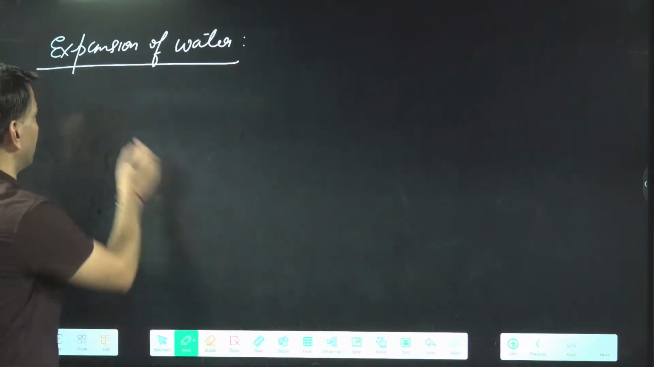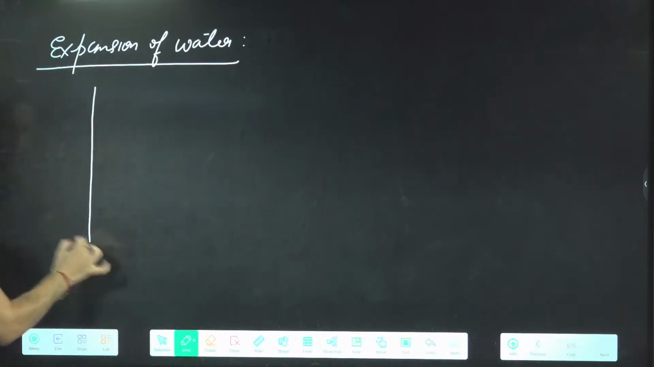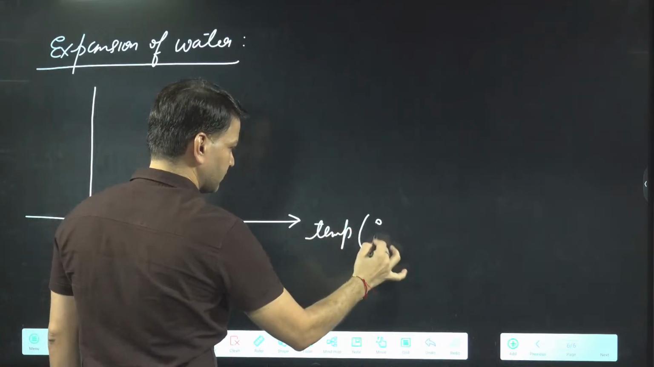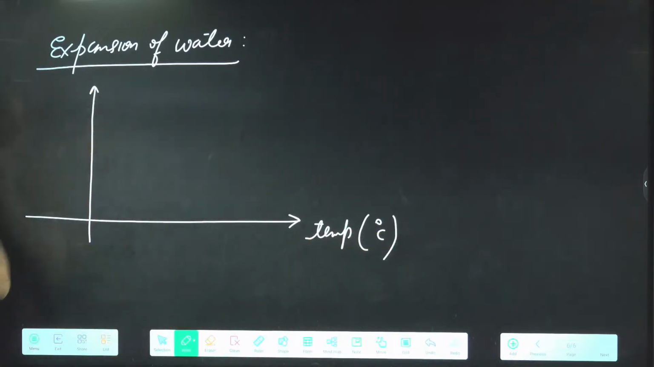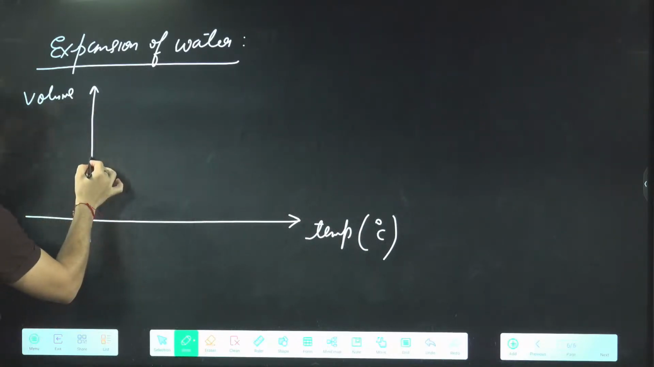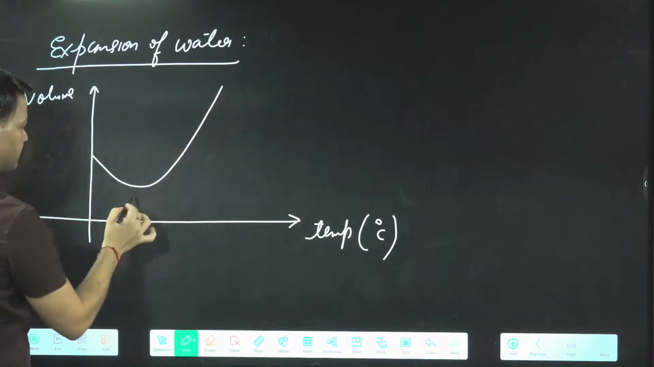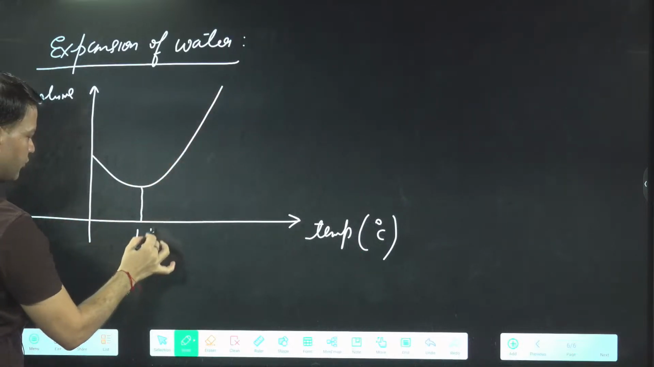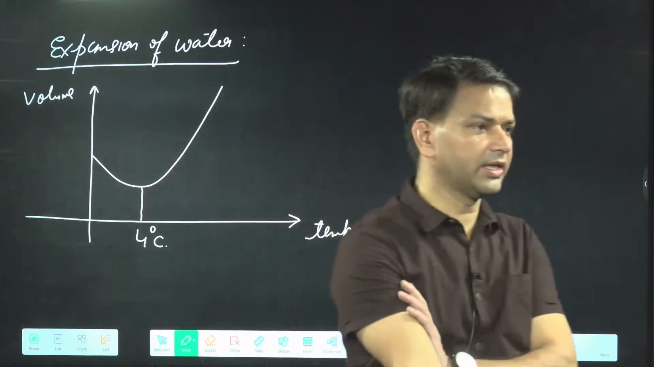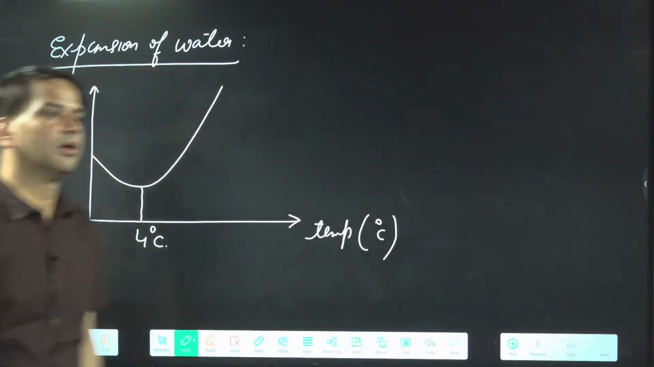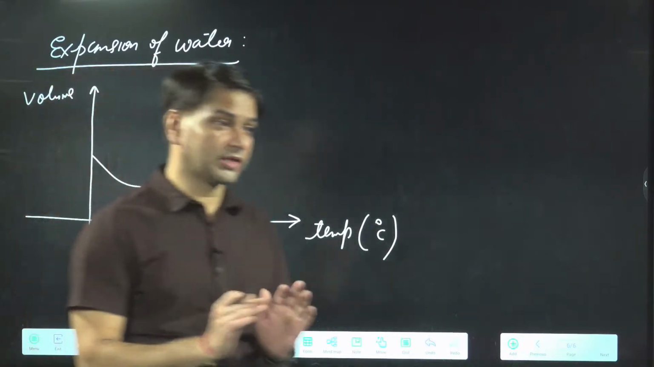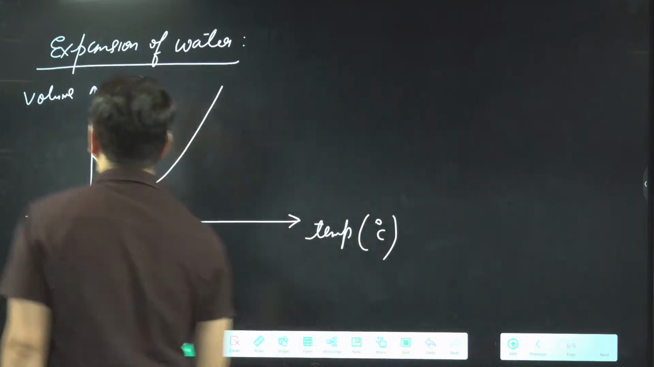So the graph we got, and this temperature will be 4 degrees C. So the volume of the water is minimum at 4 degrees C. Less than that, more than that, volume will be more. Now the volume, for the given mass, that I am saying for the given mass.